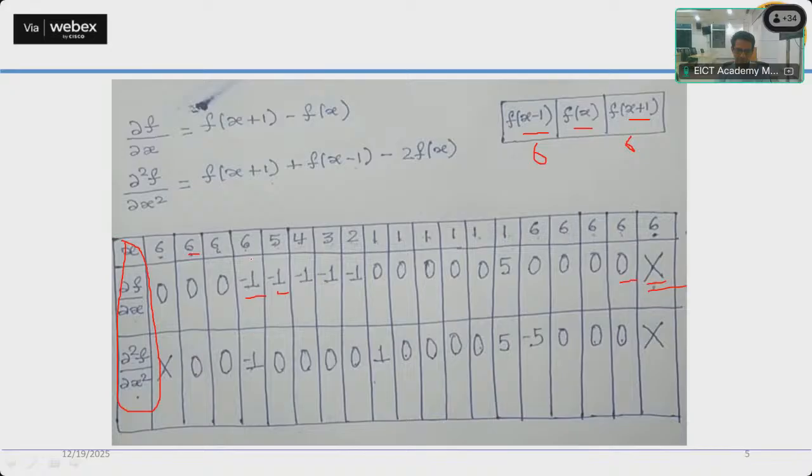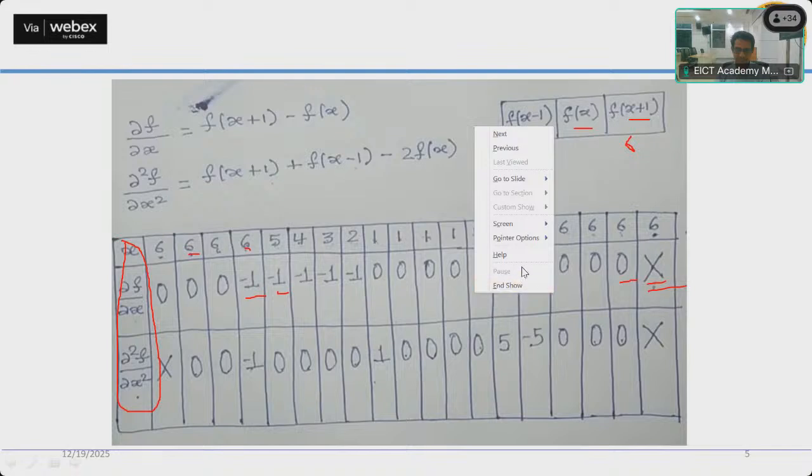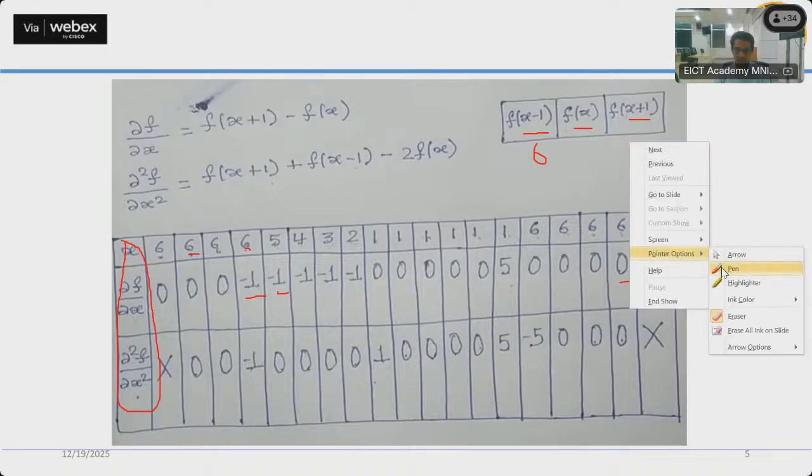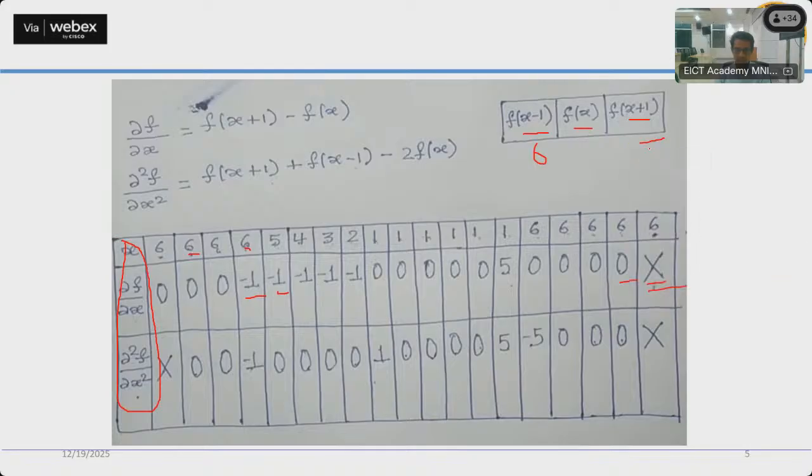We come to this part, middle value is 6, behind value is 6, afterward value it is 5. So 6 plus 5 minus 2 into 6, 11 minus 12. So that's why it is minus 1. Is it understood?